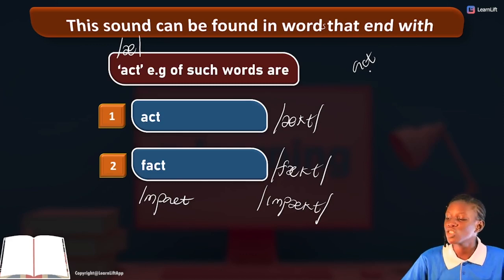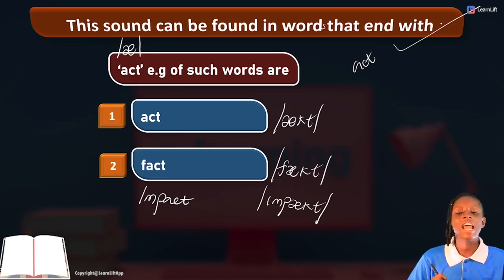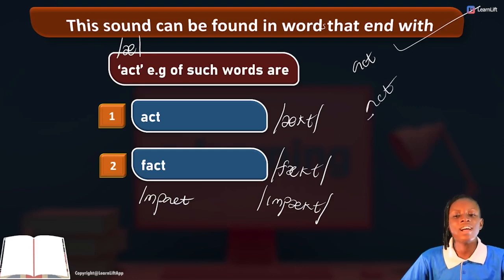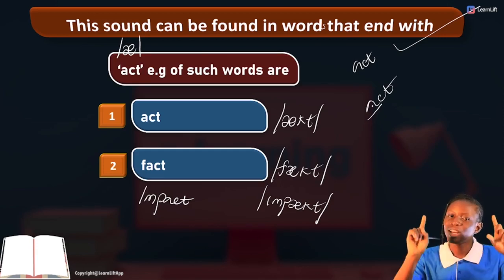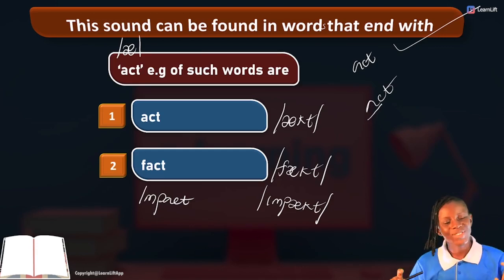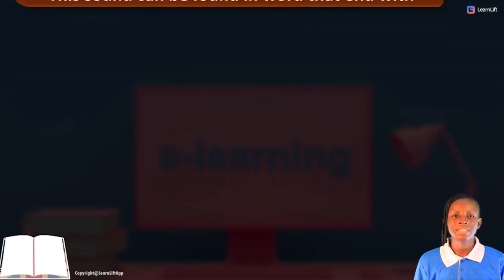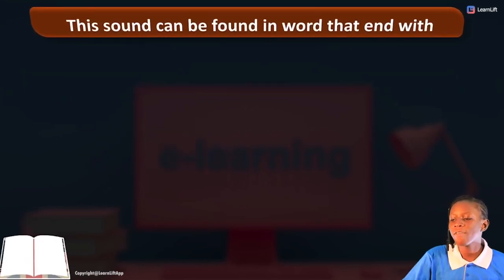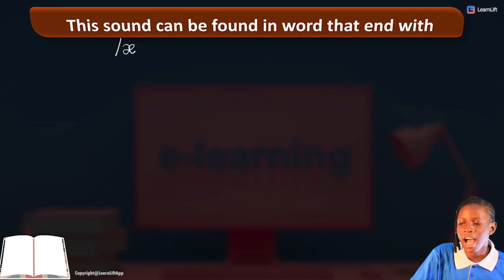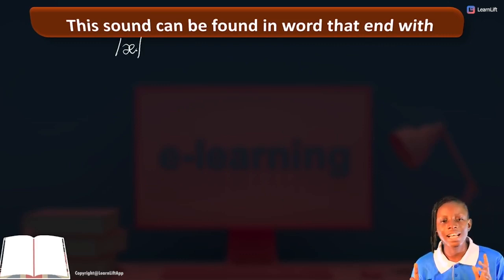So we can say this rule is correct. So whenever I see a word that ends with ACT, what comes to my mind under my A is the short R sound. Do not forget that. Next quickly, we have the next rule to be this. This sound is again the short R sound.